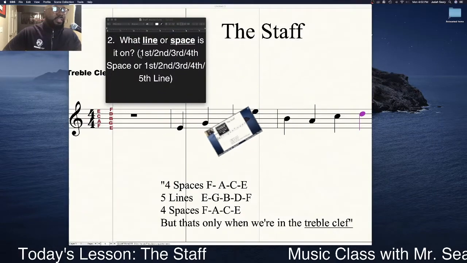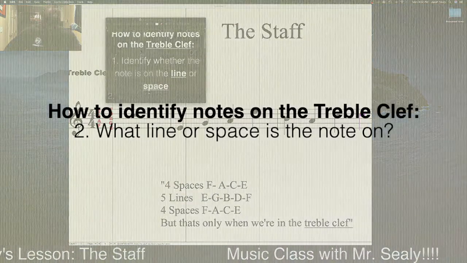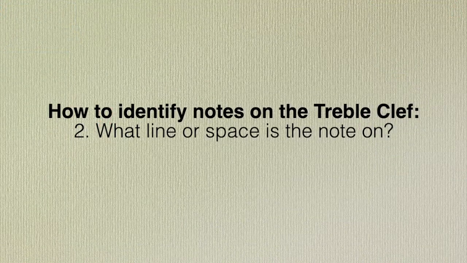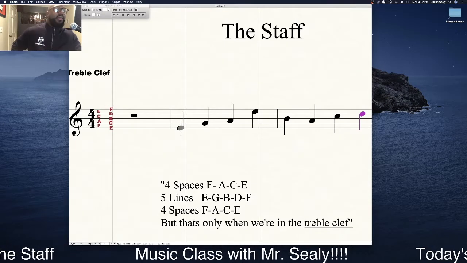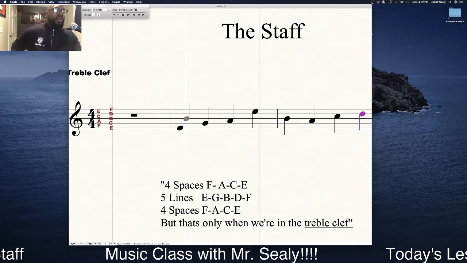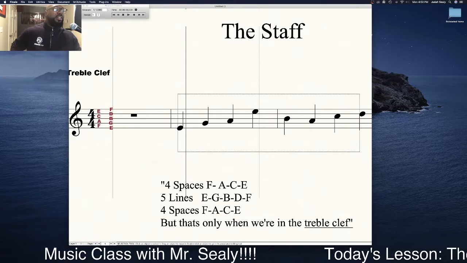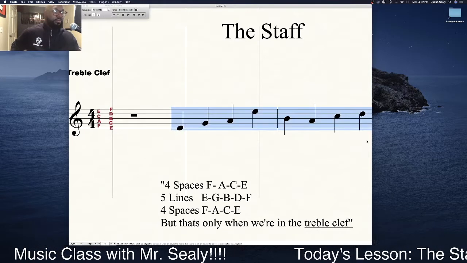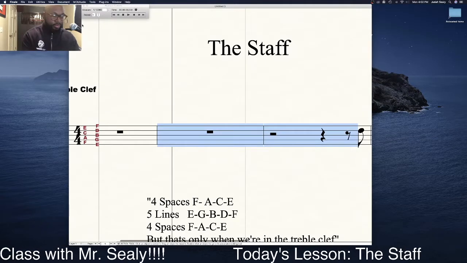All right, scholars. For our second step, how do we identify notes on the treble clef? What line or space is it on? We talked a little bit about that, and I'm going to talk a little bit more. Is it on the first line, second line, third line, fourth line, or fifth line? Well, let's get rid of all these notes and start with a clean slate here. Let me zoom out just a little bit.